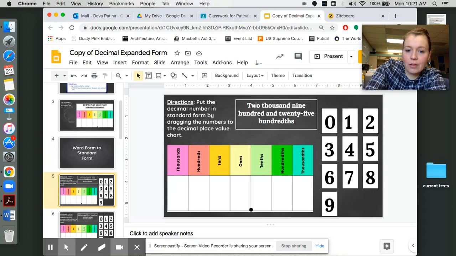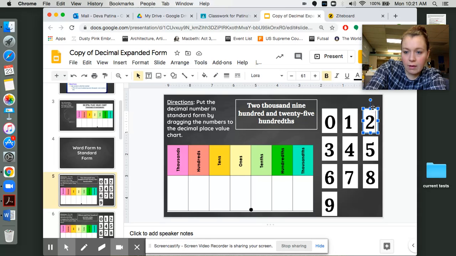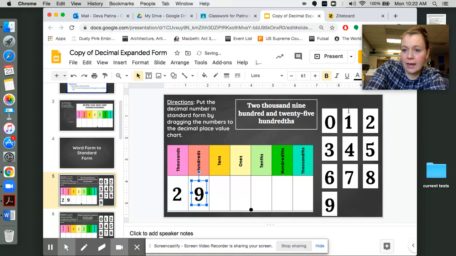So first thing I'm going to read is 2,925 hundredths. So first thing I have to know is that I have 2 thousands. So I'm going to put a 2 in the thousands place. Then it says I have 9 hundredths. So I'm going to put a 9 in the hundreds place. I don't have anything in the tens or the ones. So I'm going to put zeros there.